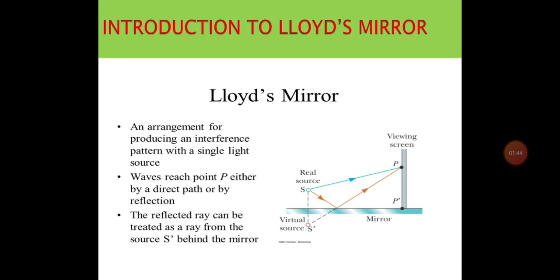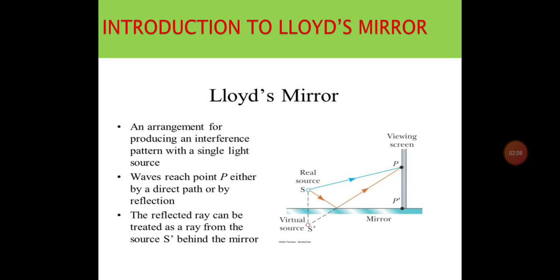Now you can see in the picture that I have also shown the virtual source S dash. How do we obtain this virtual source S dash? When the light from the source S falls on the mirror at almost grazing incidence, the entire incident light is reflected. This produces good contrast in the fringes.